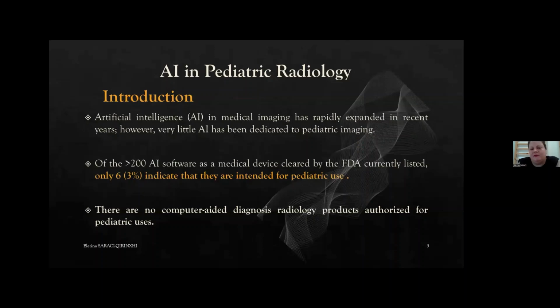Artificial intelligence in medical imaging has rapidly expanded, but in the pediatric population it is a little bit more difficult. Of the more than 200 artificial intelligence software as a medical device cleared by the FDA, only 6, around 3% of them, are indicated as intended for pediatric use. So only a very small part of all the software. There are no computer-aided diagnosis radiological products authorized that can be used for pediatric users.